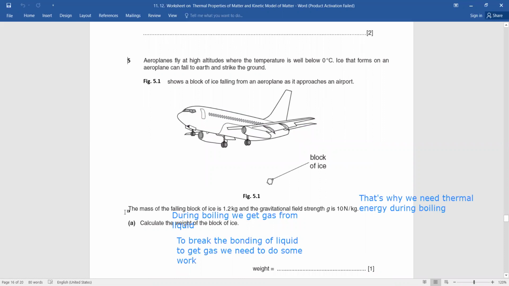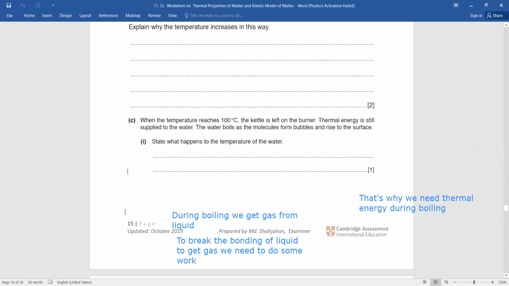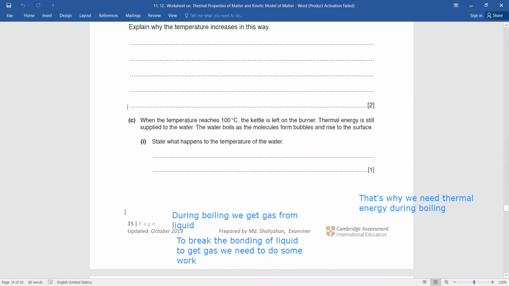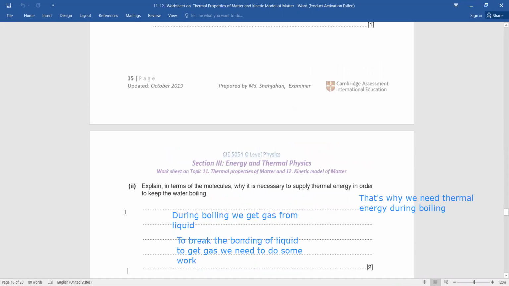So if you are done, then we can go to question number 5. Are you done? Once you are done, then you tell me, and then we can go to the next question.